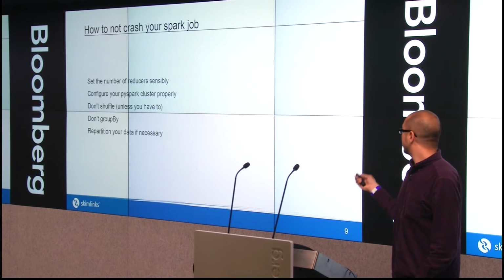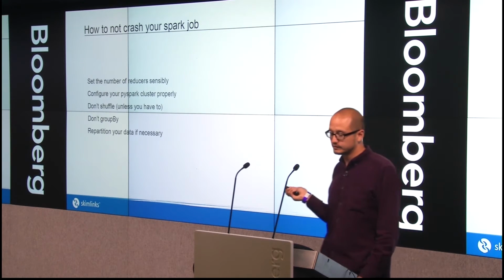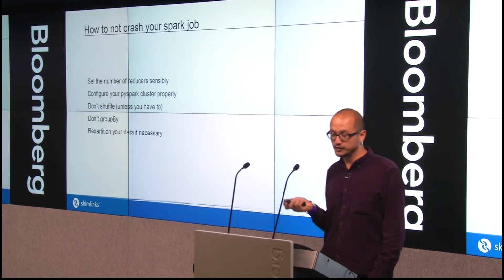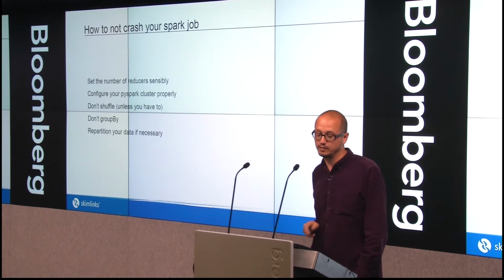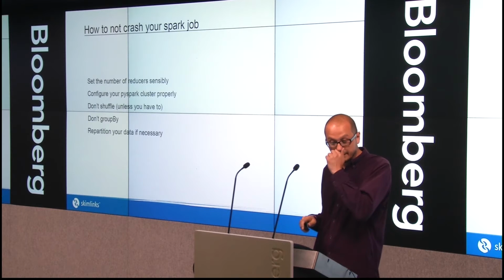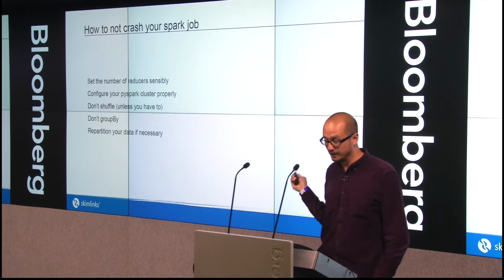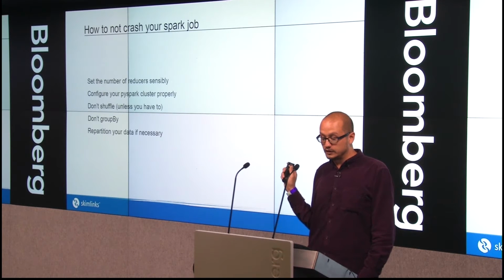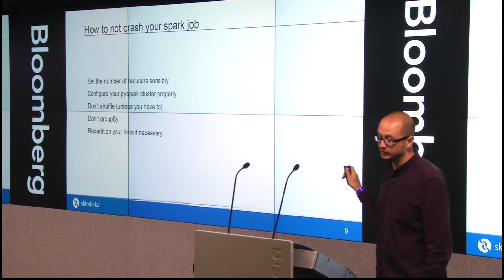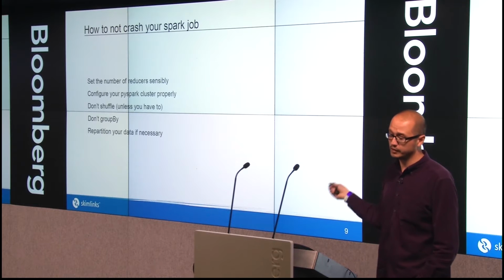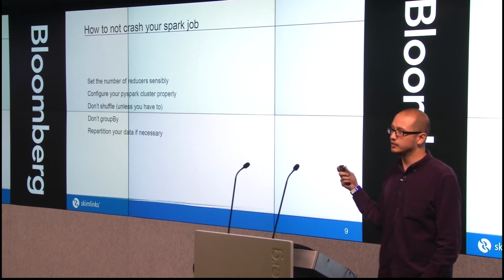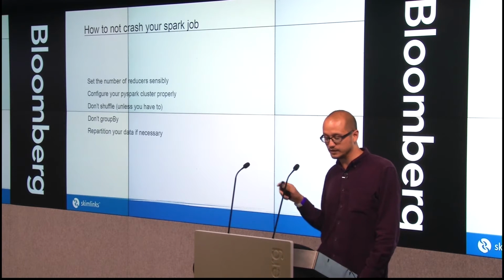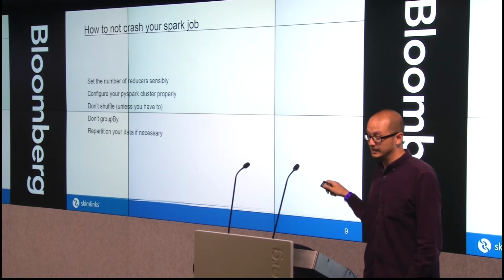And here are some rules of thumb that are well worth thinking about. Make sure you set the number of reducers sensibly, and I'll talk about that in a bit more detail later. Configure the Spark cluster properly, I'll talk about that too. Don't shuffle, I've mentioned. Don't group by. I'm not going to go into lots of the functions that you can do on RDDs, because I think it's a bit boring, but you can look at the documentation, but just don't do group by.